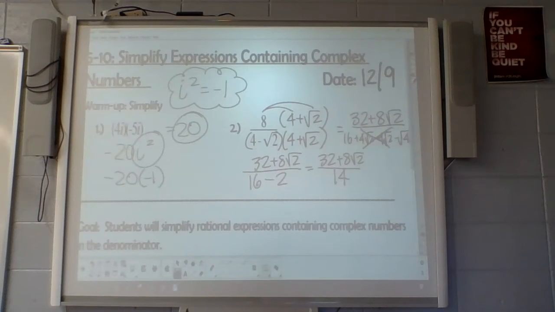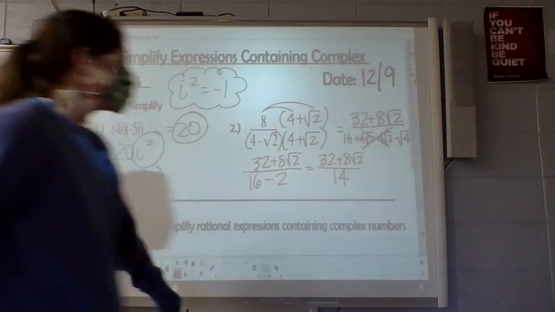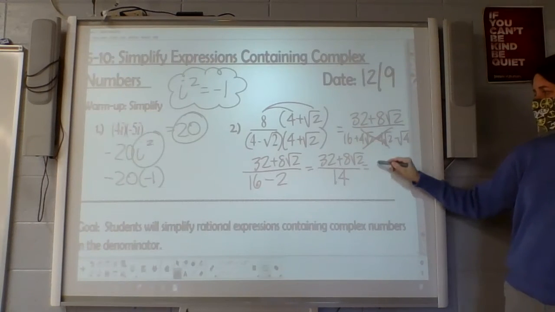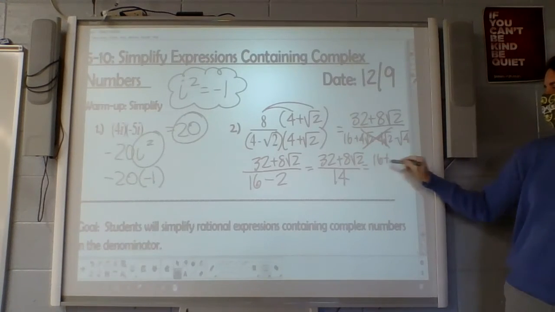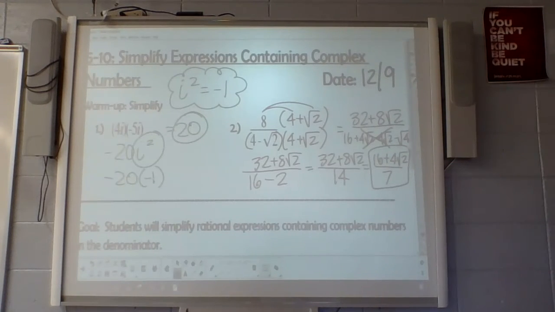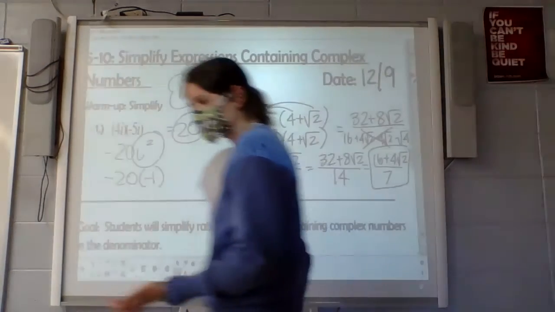They're all divisible by what? Just 2. So we can divide all of these by 2, just not the square root. So this becomes 16 and 4 square roots of 2 and then 7. So we can divide them all by 2. It's just that the square root has to stay as a square root because it's not a like term there.